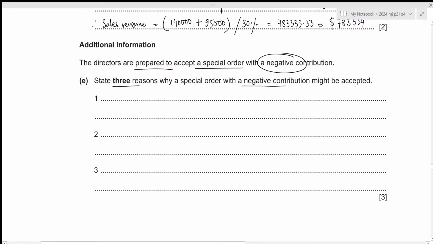The very first reason why we will accept any order with a negative contribution is to raise brand awareness, so that more people will get to know about our product and our brand, and in the long run that will increase the sales revenue along with the profit. Let's write it down: to raise brand awareness.